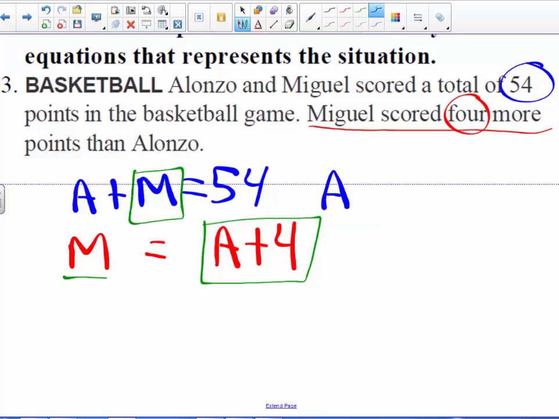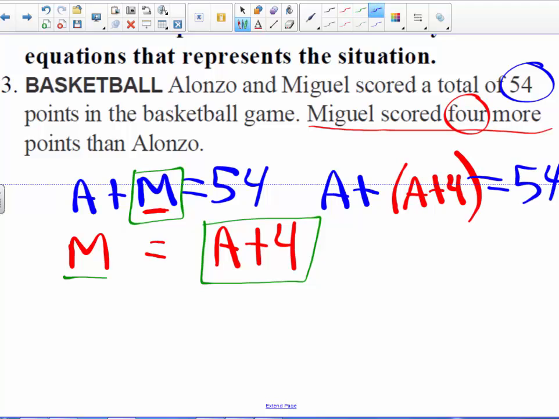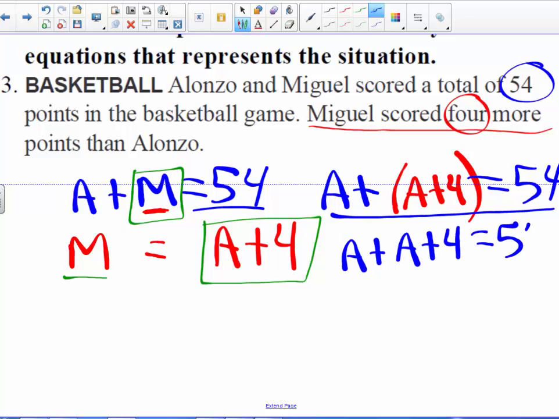So instead of m up here, I'm going to put a plus 4, and that is equal to the rest of the equation, the 54. Now I can solve this equation because all I have left is the variable a. So I have a plus a plus 4 equals 54. A plus a is 2a plus 4 equals 54.